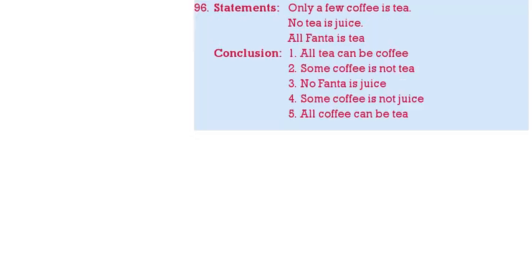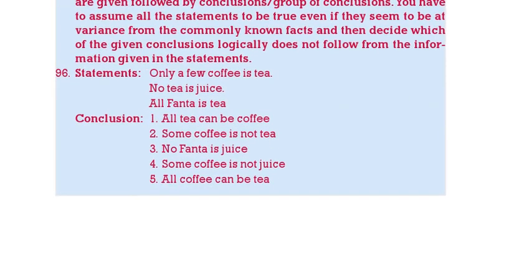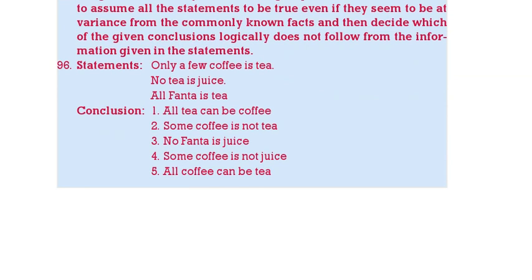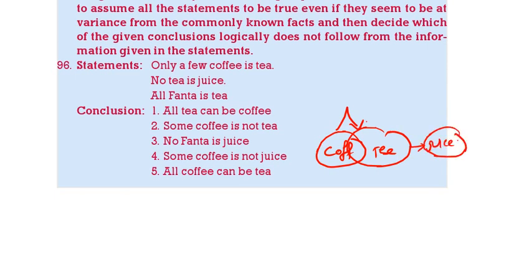Next, 96. Only few coffee is tea. So this is coffee, this is tea. Only few coffee is tea. No tea is juice. All Fanta is tea. All tea can be coffee, definitely follows.